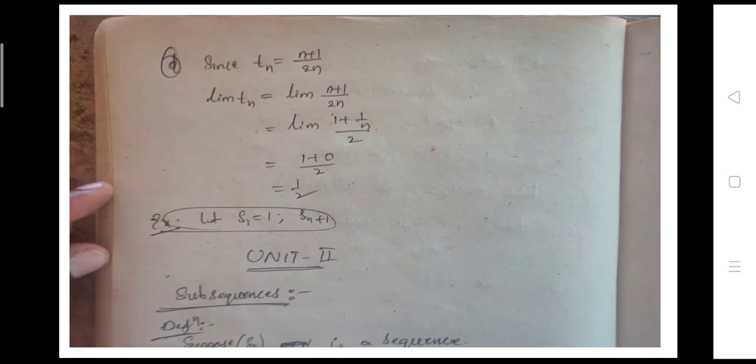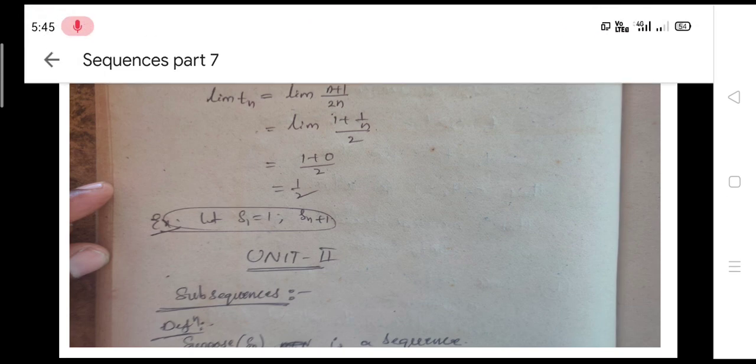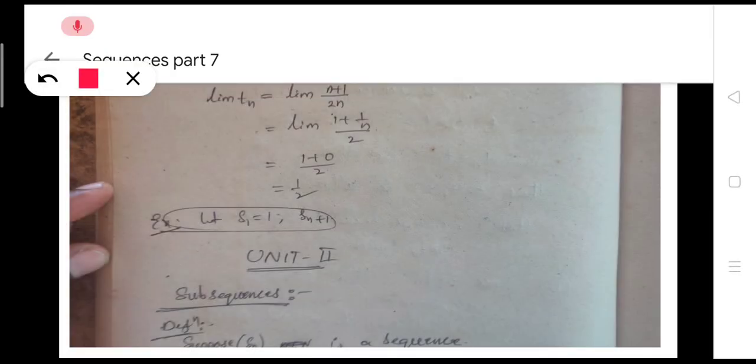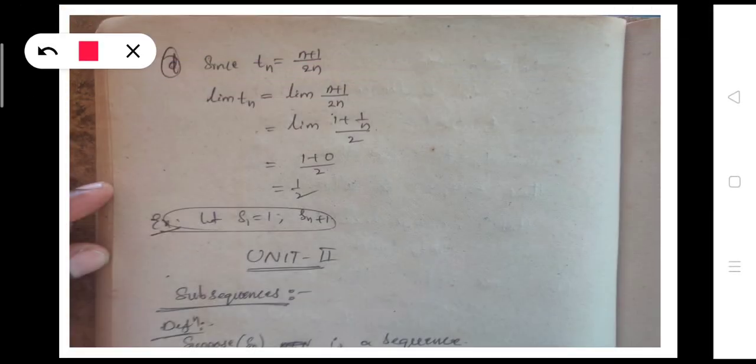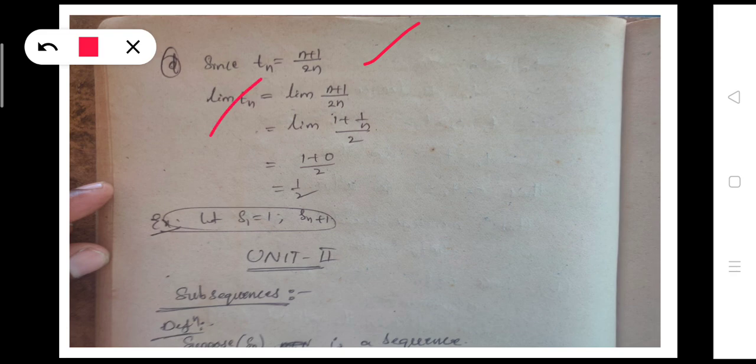And continuing this part, since Tn is equal to (n plus 1) by 2n, it is already given. Tn is equal to (n plus 1) by 2n. And what about the limit of Tn? The limit of Tn is equal to the limit of (n plus 1) by 2n.